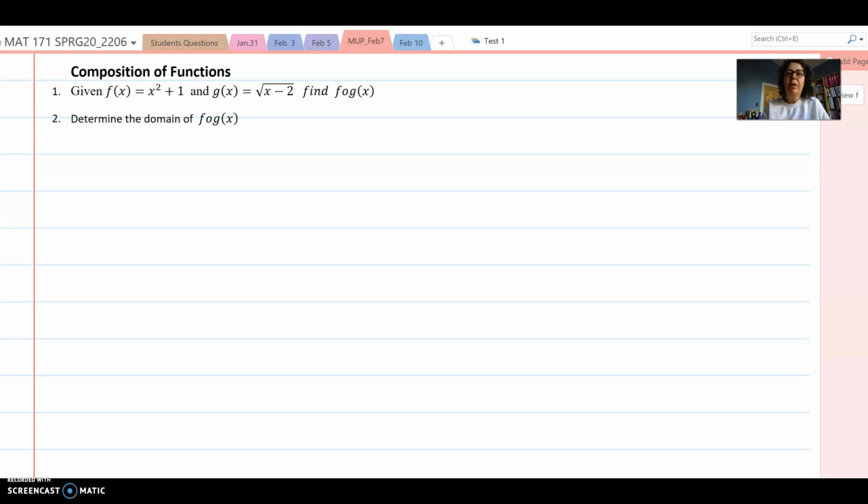The other thing we've learned is, if we construct a composite function, what will be the domain of the resultant function, f of g of x, g of f of x. So we have two functions here. The outside function is x squared plus 1. The inside function is the square root of x minus 2.